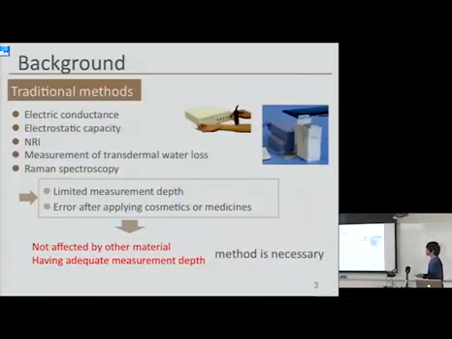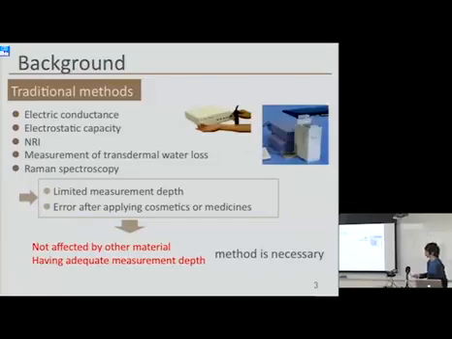The traditional methods of measuring water content in the colonified layer are measuring electric conductance, electrostatic capacity, NMR, measurement of transdermal water loss, or Raman spectroscopy. However, there are some problems in these methods. For example, the measurement depth of some of these methods is limited, or we cannot measure the precise water content in the colonified layer after applying cosmetics or medicines.